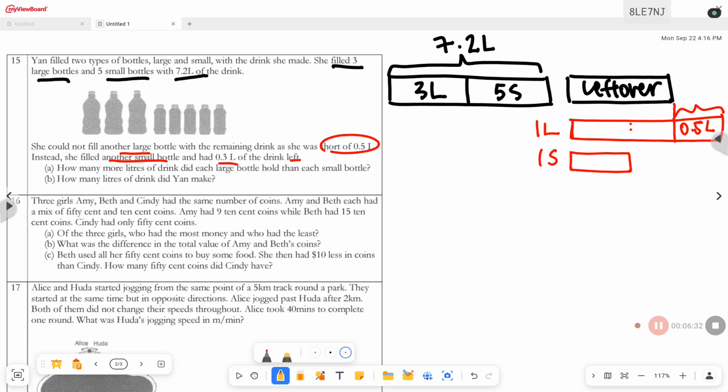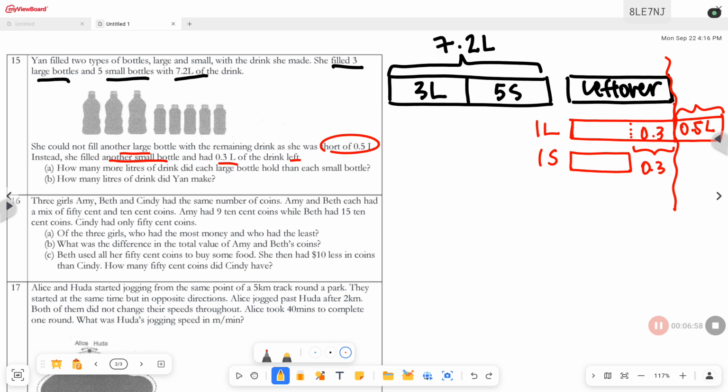So what does that mean? It means that this part here, from here to here, 0.3 left, is referring to the leftover, not relative to the large. So 1 small means over here will be 0.3 from the leftover, this part. Because large is not enough, so I need to top up this part. Small, I got too much, I have 0.3, right? So this is where I'll fill in. So here is 0.3.